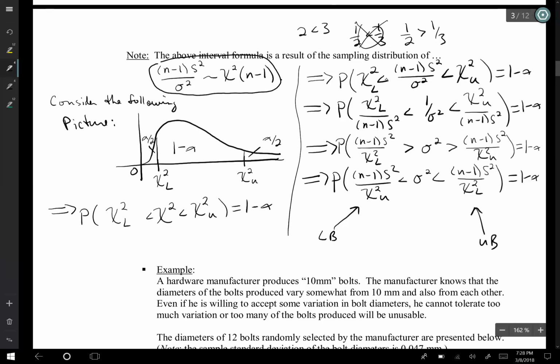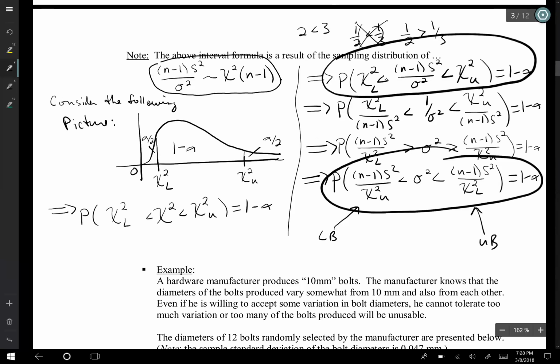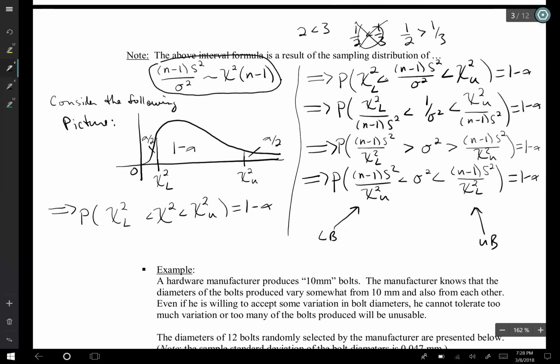Anyway, this whole discussion here is more for mathematical curiosity. If the student is wondering where this interval formula comes from, well, it starts off with this ratio following a chi-square distribution, and based on that, we have a probability statement, and then using some algebra, we ultimately get down to this, and that gives us the lower and upper bound for an interval for sigma.